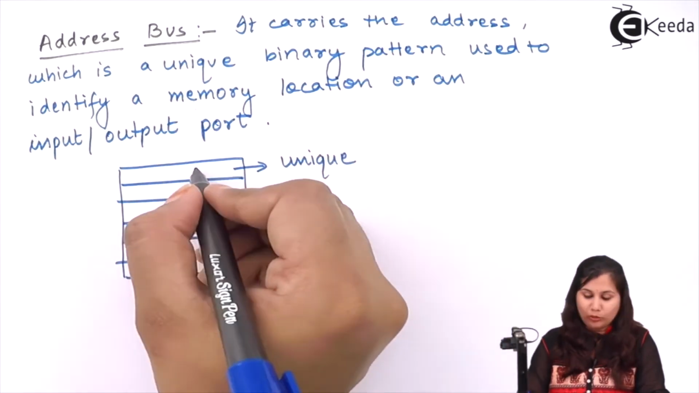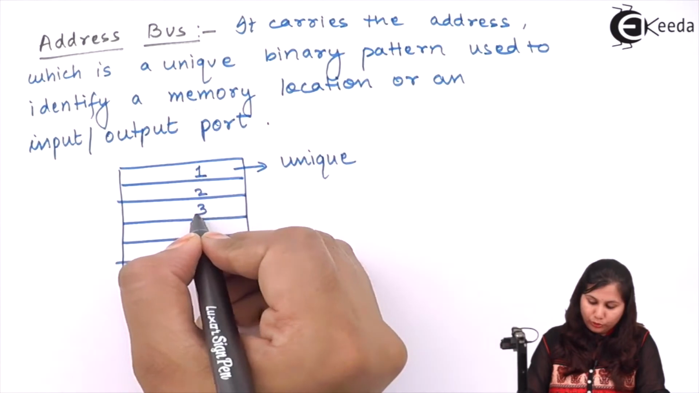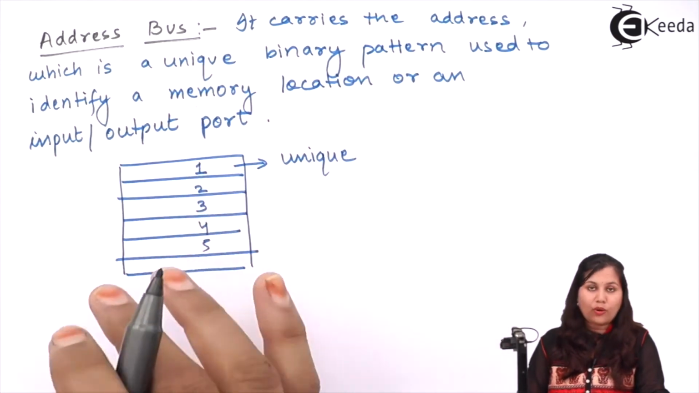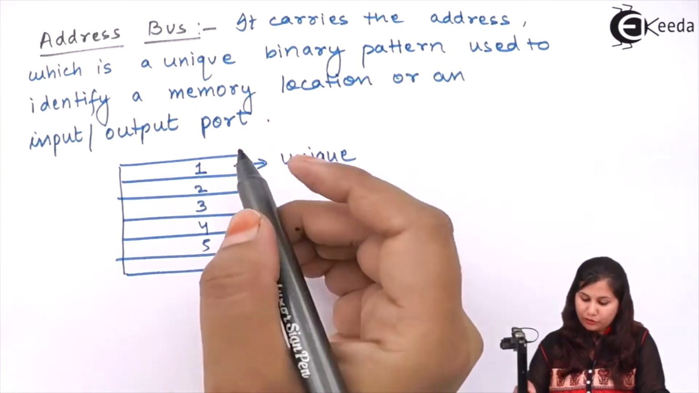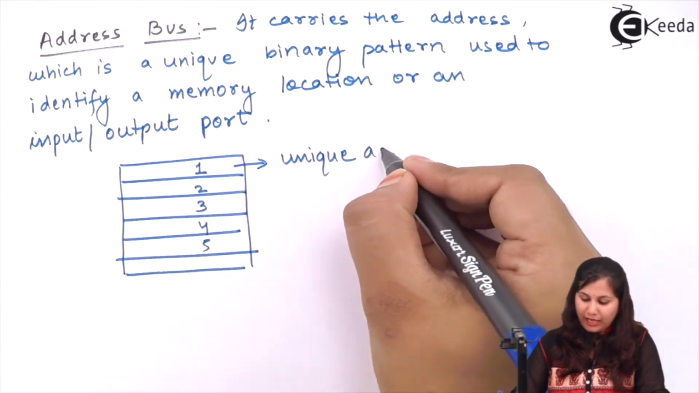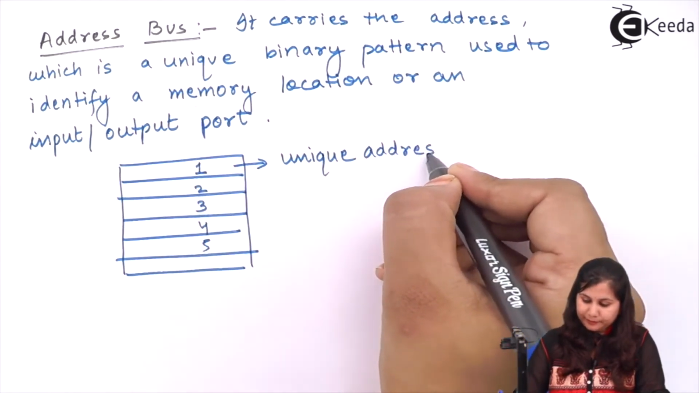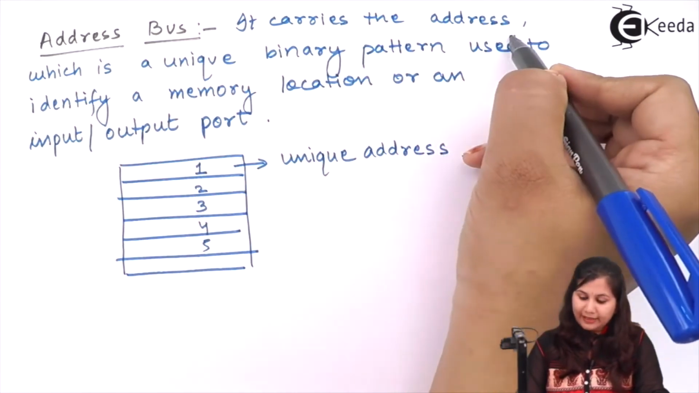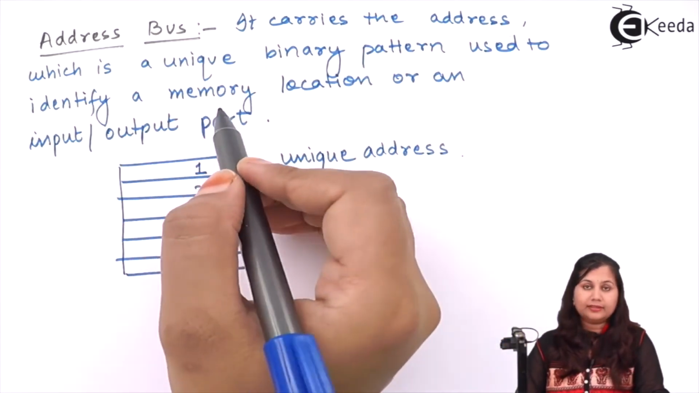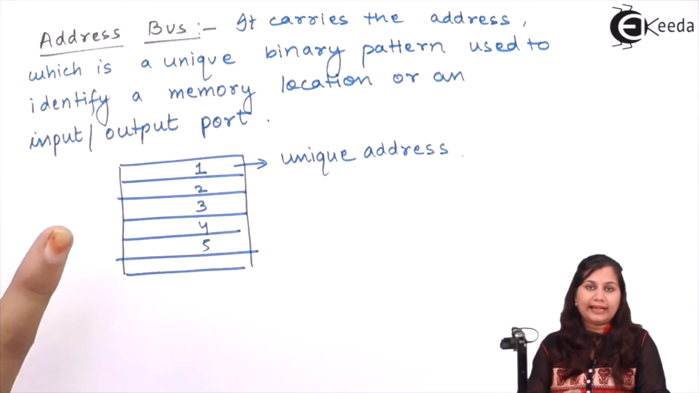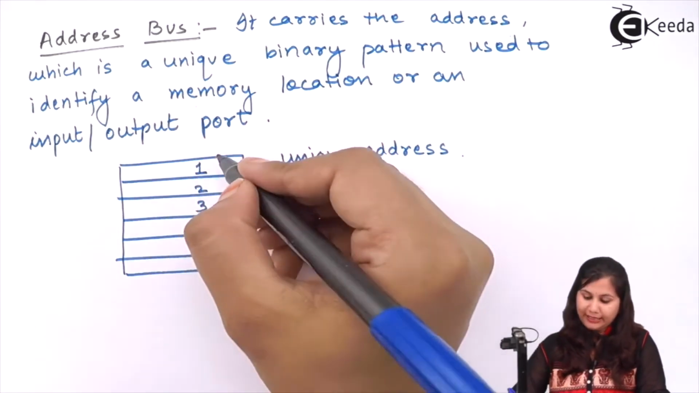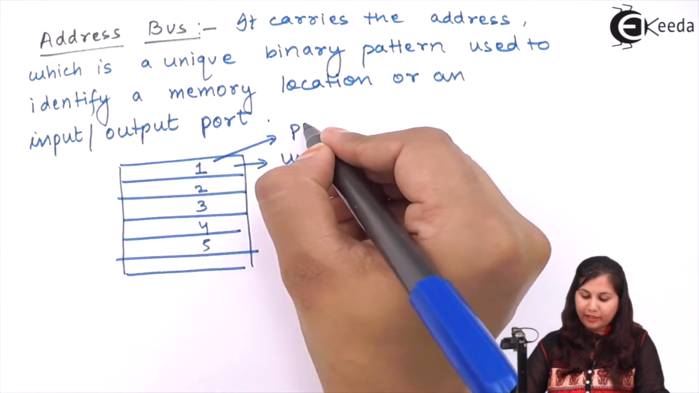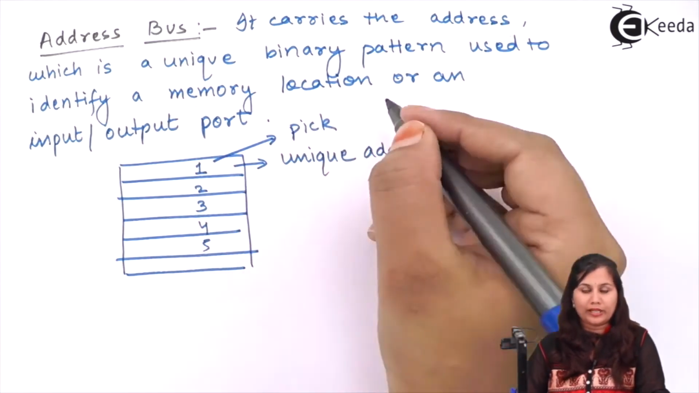Suppose these are memory location numbers 1, 2, 3, 4, 5, and so on. We have different types of memory location, and each memory location will have a unique address. The address bus carries that address so that the microprocessor can identify a memory location and pick up the data from it.